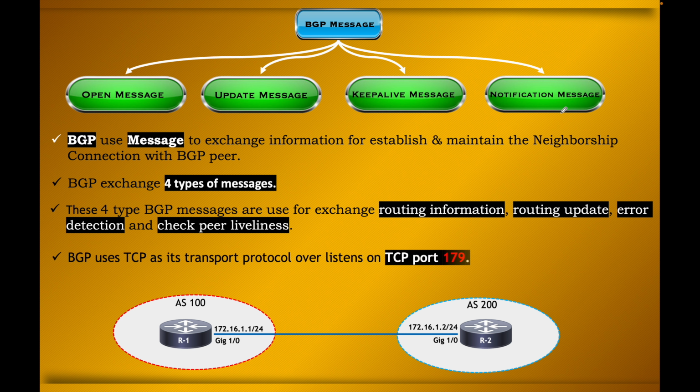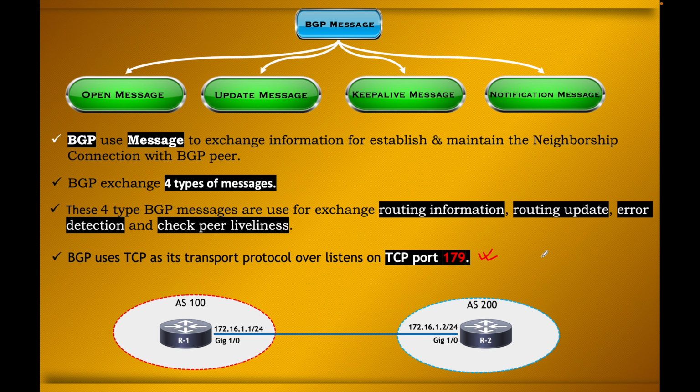Now, as we know, BGP uses TCP as a transport protocol, and it uses port number 179, right? So whenever I refer to the TCP port, it will definitely be port 179. This is very important, keep it in mind, right?